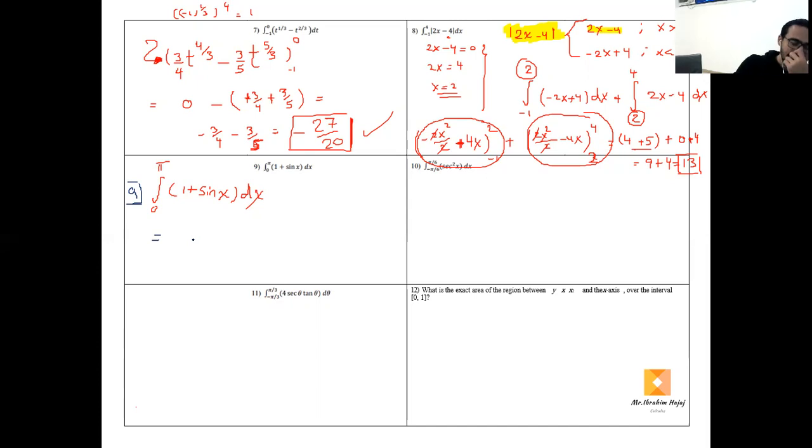So the integral of 1 becomes x, plus what? Cosine. Yes, the integral of sine is cosine. And then substitute from 0 to pi.